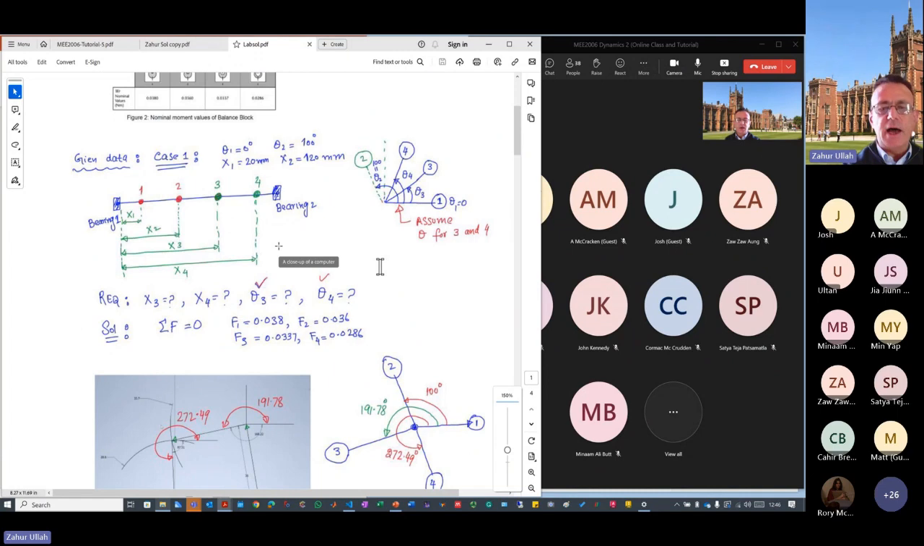The full solution I uploaded to Canvas, so this document is available there.